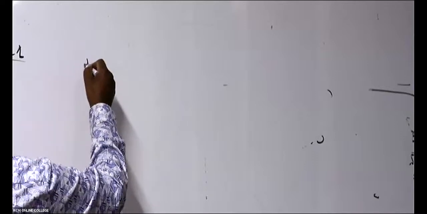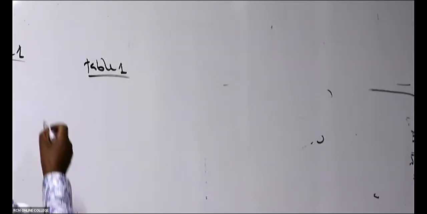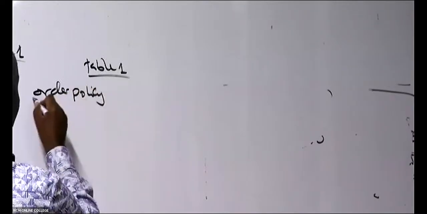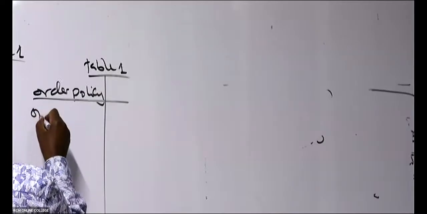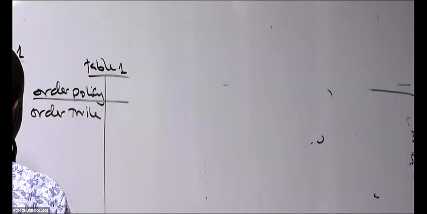There are many ways you can come up with this table, like table one. So in this table one, here I've been given the order policy. They have given me the order policy. So we have order twice, then order monthly.